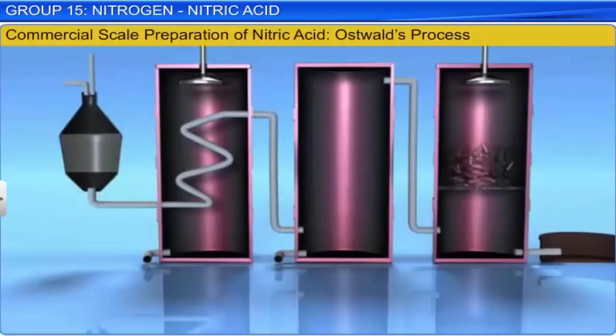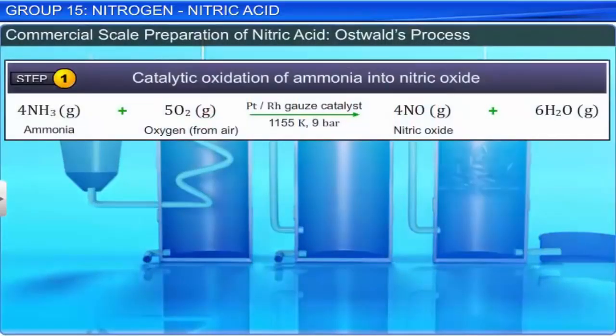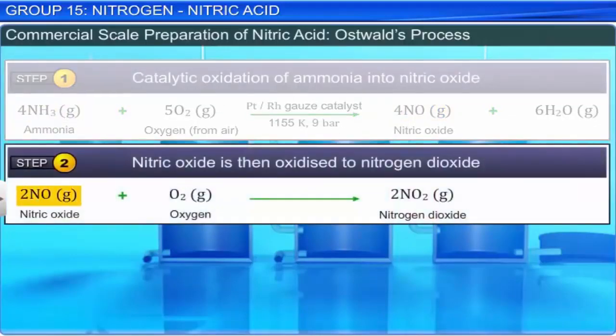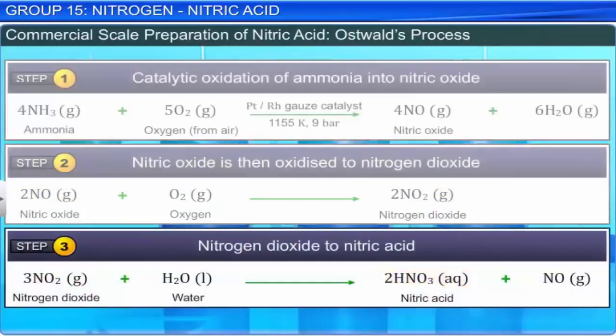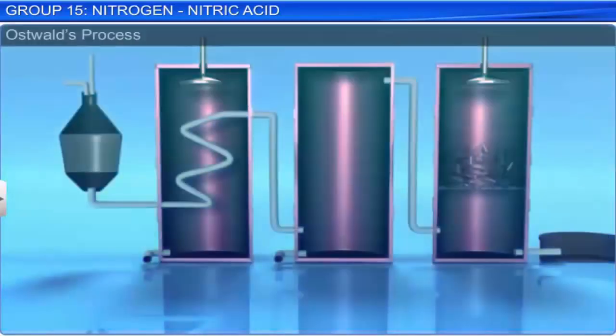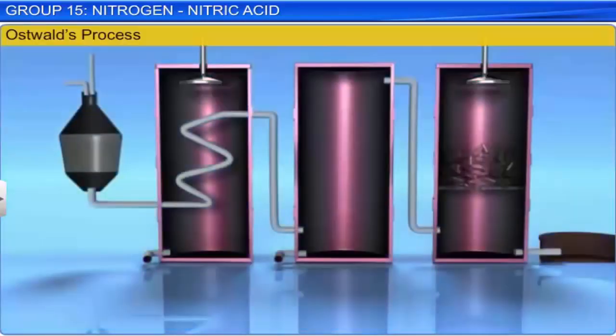On a commercial scale, it is prepared by Ostwald's process. The first step in this process is the catalytic oxidation of ammonia into nitric oxide. The nitric oxide is then oxidized to nitrogen dioxide, from which nitric acid is formed. Let us take a quick look at the process.